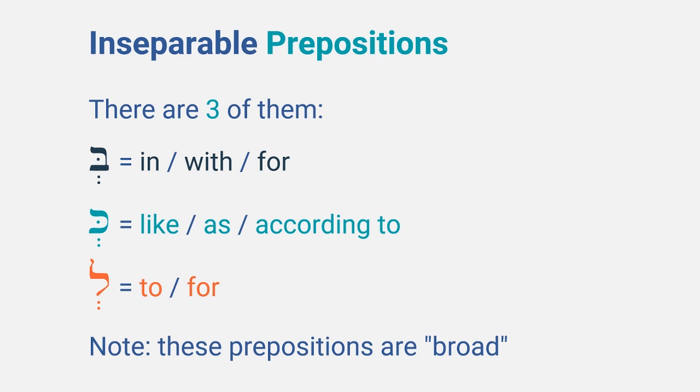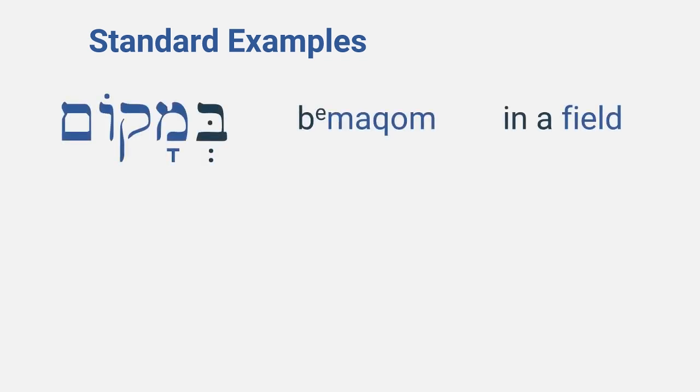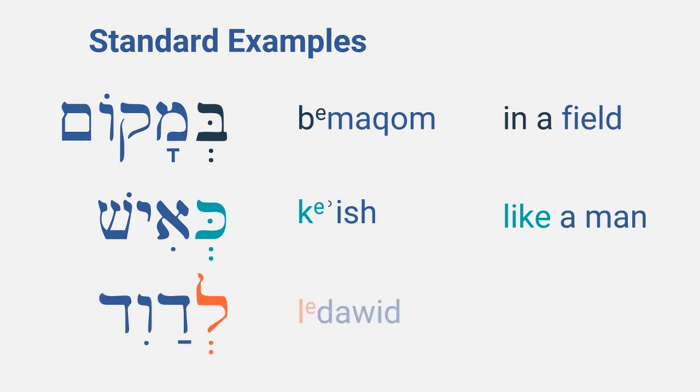Now let's see how these inseparable prepositions are added to the noun. First, under normal circumstances. Well, it's quite simple actually. Here you just put them in front of the noun and be done with it. Bemakom is a combination of be, in, and makom, field. So, in a field. Ke'ish, like a man, and le David, from David. Le David is, by the way, what you will find above many of the Psalms. And it can also mean for David.